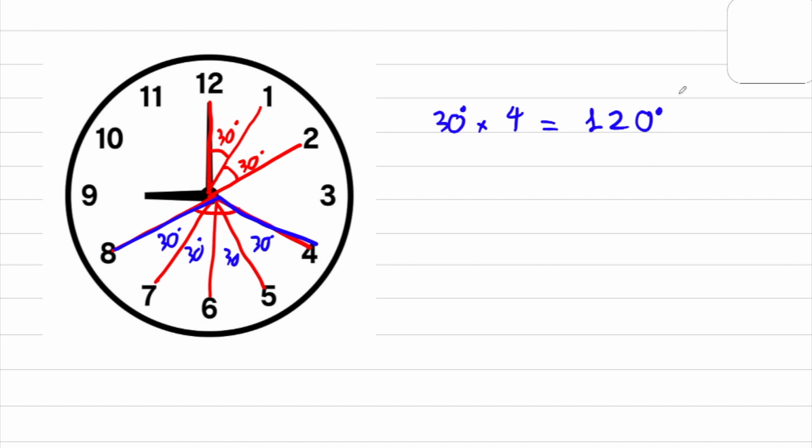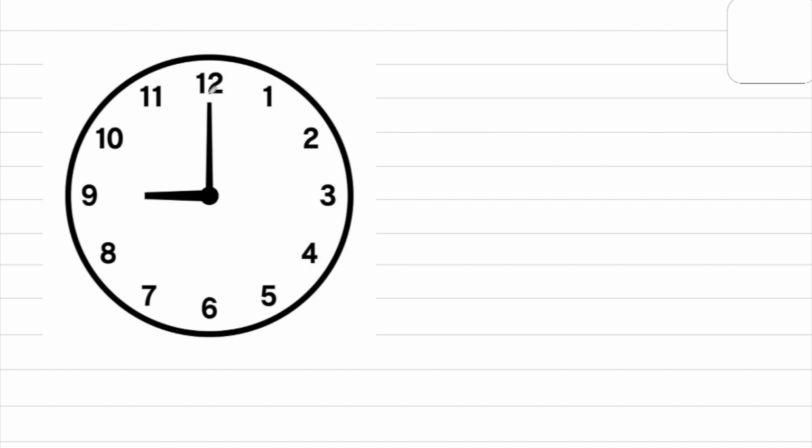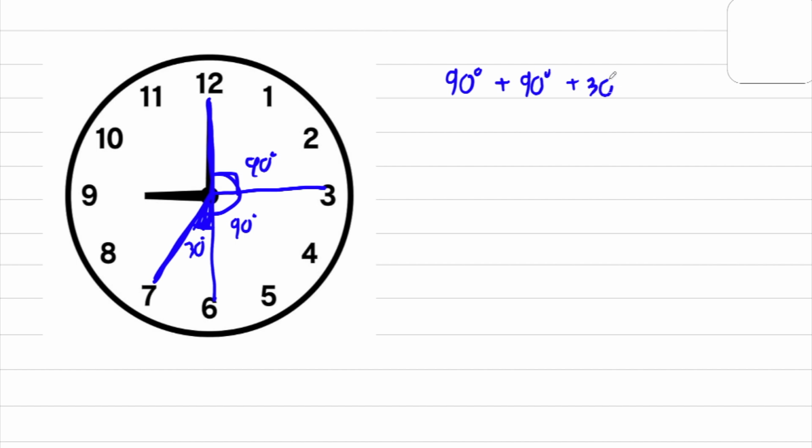Okay, so how about the other case? You have this diagram, 12 and 7. I want to calculate the angle of this one. I can understand quite easily. From 12 to 3, I have 90 degrees. From 3 to 6, I have 90 degrees one more time. And for this last part, it's very easy for you now. This is 30 degrees. So that's why I have 90 degrees, 90 degrees, and 30 degrees in the last one. And then I have 210 degrees as the angle here.